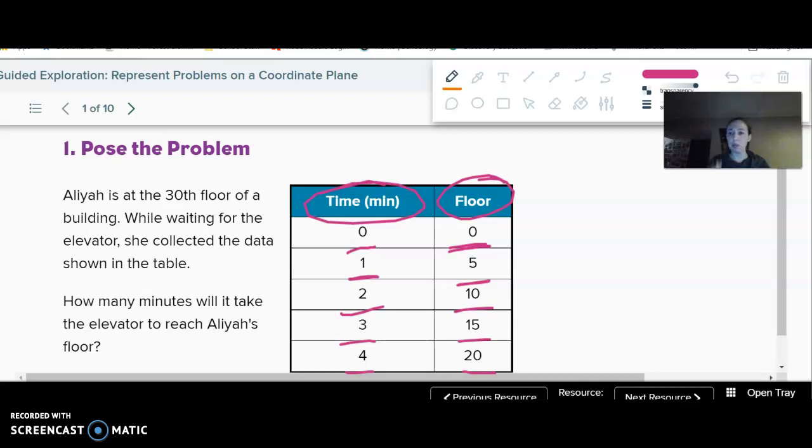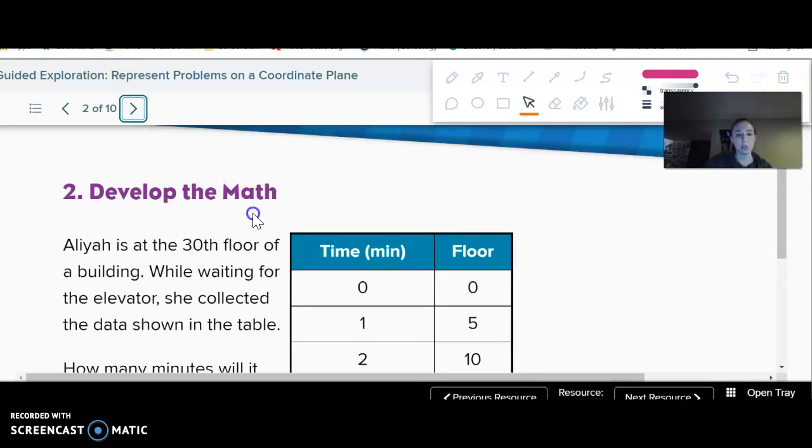Now you might already be able to tell through one method or another, but we're going to look at how putting it on a line graph can help us visualize and see the pattern that's happening. And we can use a line graph because we are showing data over time. And anytime we have data over time, we can use a line graph.